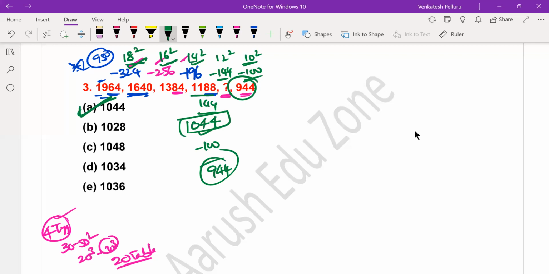Hence the correct answer for the question is 1044. Okay, that is how we have done. And what is the logic?